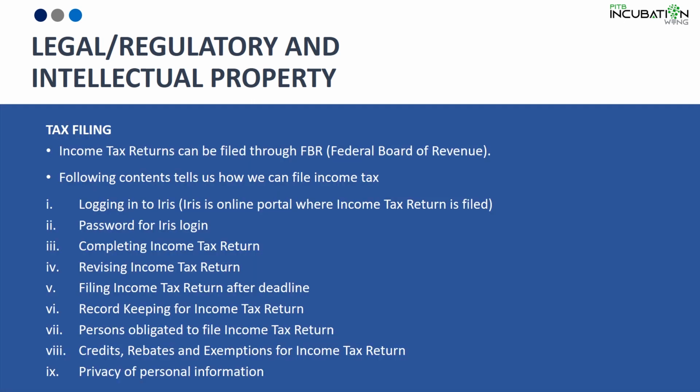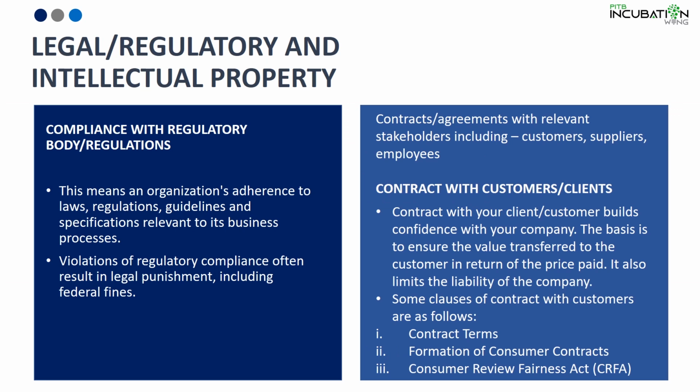Moving further towards the filing of the tax. Income tax returns can be filed through FBR. Following contents tells us how we can file the income tax. Moving forward towards the compliance with regularity bodies and regulations. This means an organization's adherence to laws, regulations, guidelines, and specifications relevant to its business processes. Violations of regularity compliance often result in legal punishments, including federal fines.